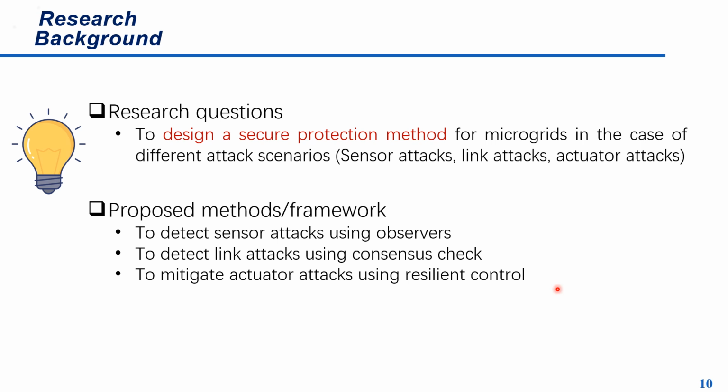So, based on this background, the research question is how to design a secure protection method for microgrids in the case of different attack scenarios. In our case, sensor attacks, link attacks, and actuator attacks. And to answer this question, we propose 3 methods. First, we propose to use an observer-based method to detect sensor attacks, and then we propose to use a consensus check-based method to detect link attacks, and finally, we would like to mitigate actuator attacks with a resilient control method.